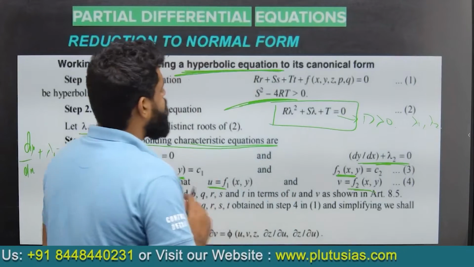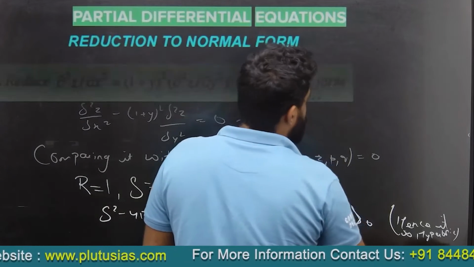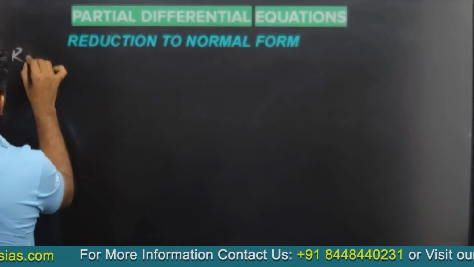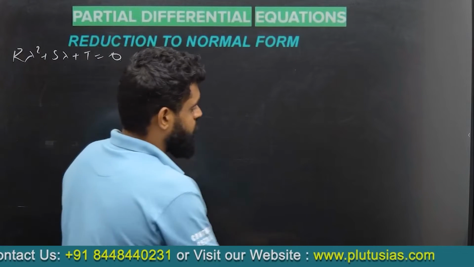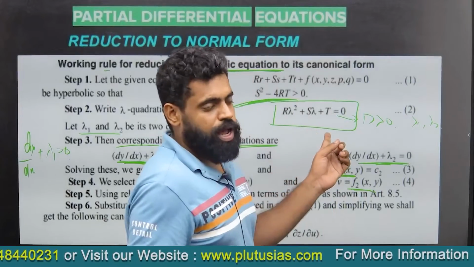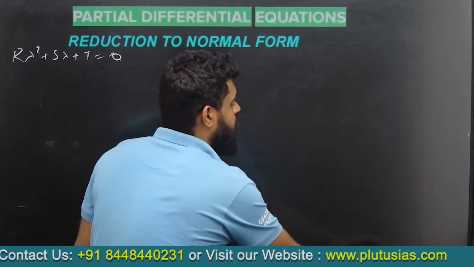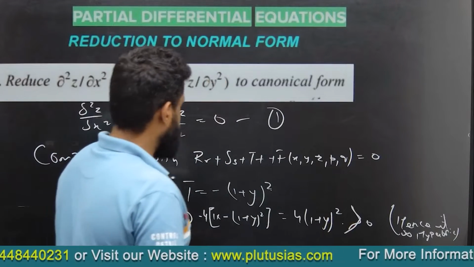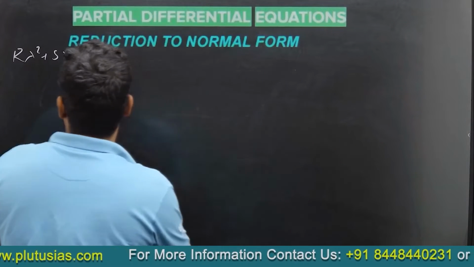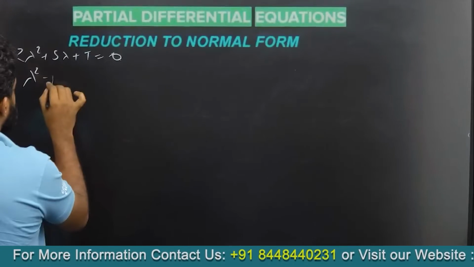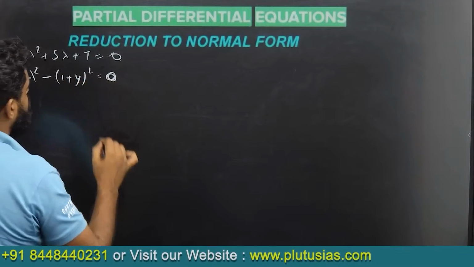Now what was the next step? Now next step was to write the lambda equation. Okay, so what do we do? We write the lambda equation. What is our lambda equation? Our lambda equation is r lambda square plus s lambda plus t equal to 0. Here we have to find values of lambda. Okay, so in this case r is 1, s is 0 and t is minus (1 plus y) squared. So we have lambda square minus (1 plus y) whole square is equal to 0.